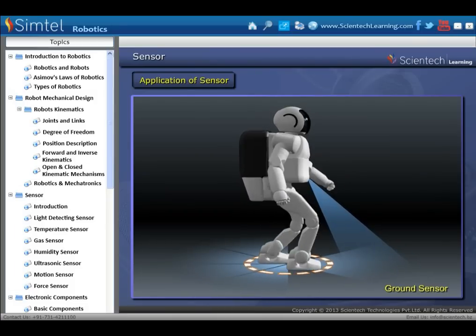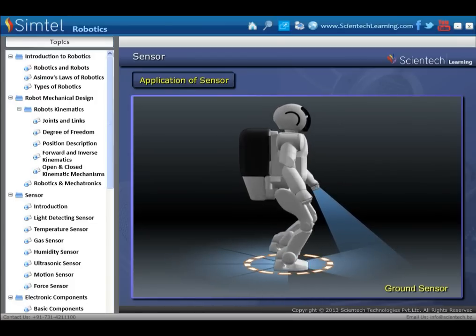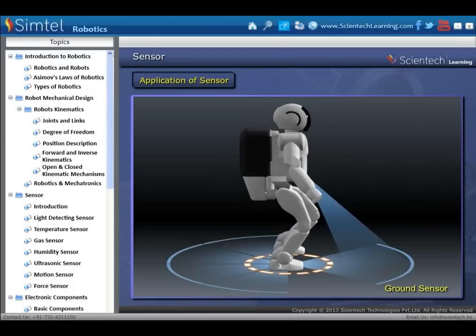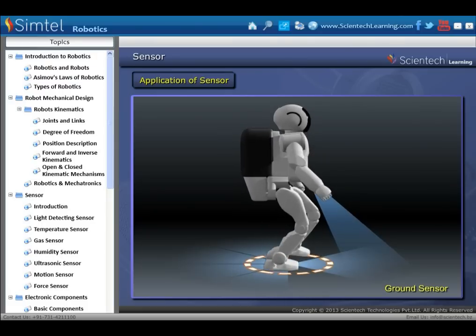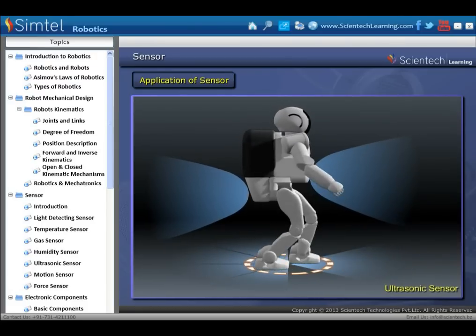Humanoid robots correct their position without stopping, based on information obtained from their sensors. Such types of sensors are the ground sensor, visual sensor and ultrasonic sensor.